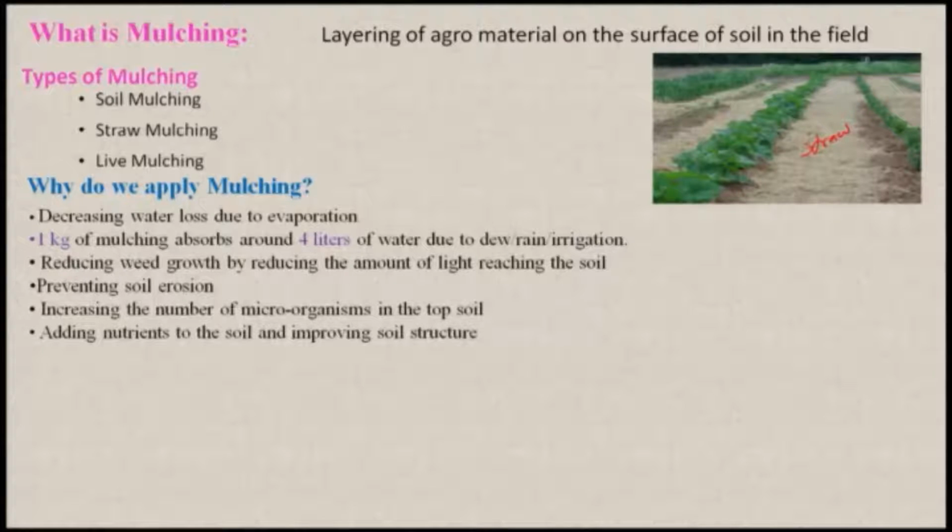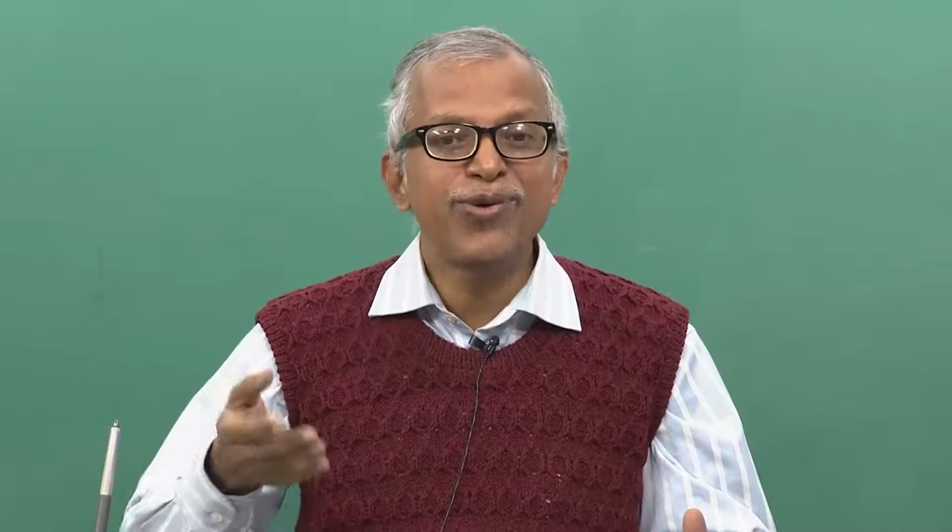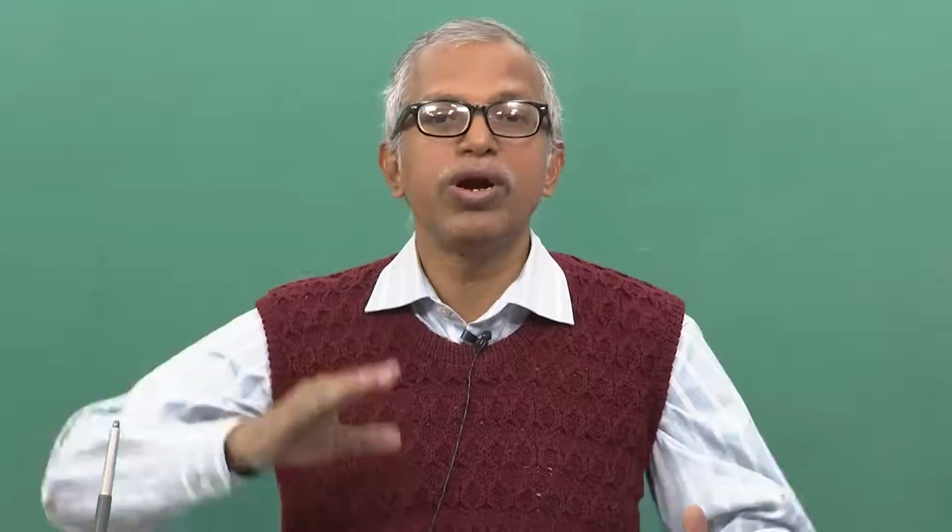So, we do apply mulching for decreasing water loss due to evaporation. If the mulching cover is not there, a lot of water will be evaporated, right, it will be acting as a barrier for the evaporation. And people say 1 kg of mulching absorbs around 4 liters of water due to dew, rain and irrigation. In the night time, some of the dew can form there because there is a surface. So, then it will again become wet. So, you need not give water that much, and even during rain season or irrigation, when you put some water, it will remain there, it will not get evaporated.